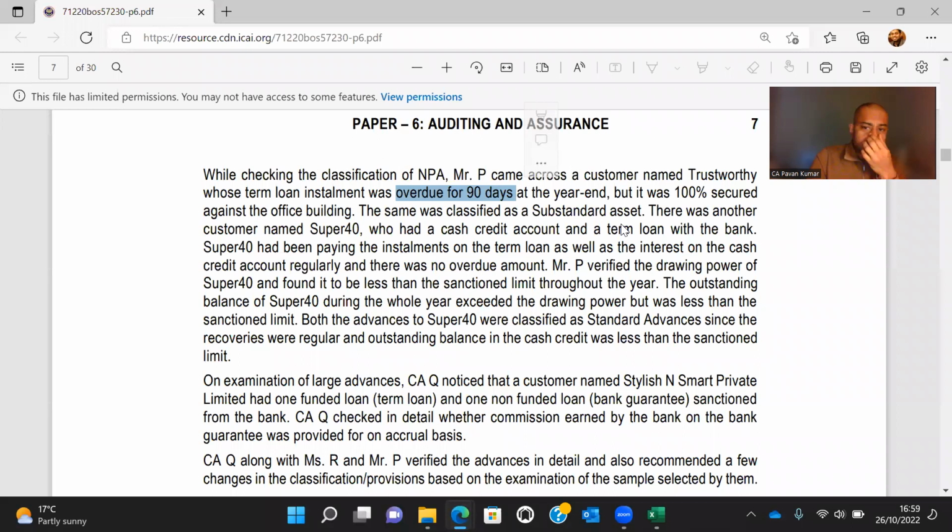So see, it is 100% secured, doesn't matter. Office building is the mortgage, doesn't matter. Overdue for 90 days matters. If it is not more than 90 days, it is a standard asset. 99% of the students will write the wrong answer here.